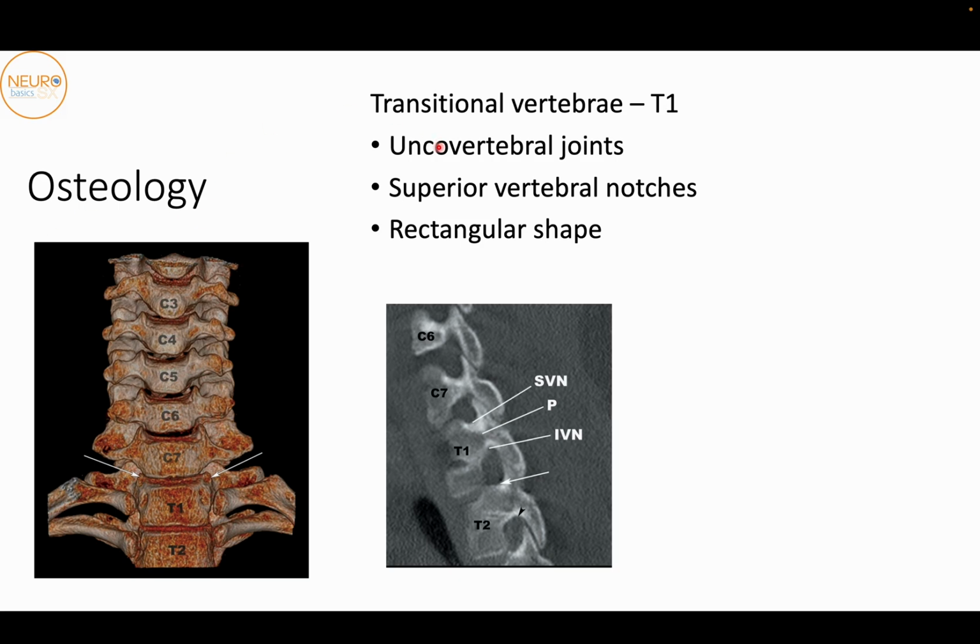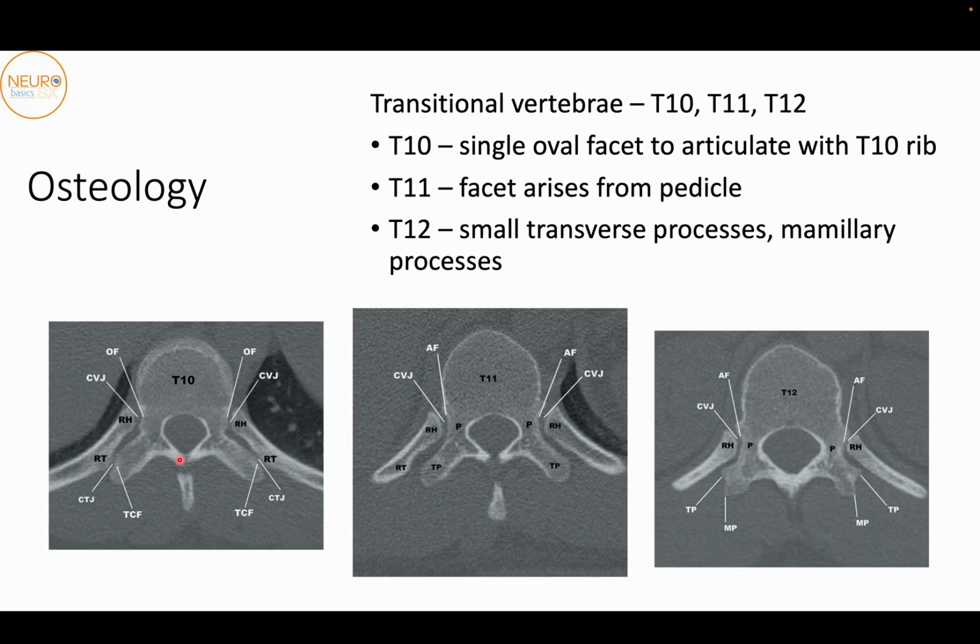Now, we know that within the thoracic vertebrae, T2 to T8 vertebrae are considered as typical, while the other vertebrae are more or less transitional vertebrae. So in the T1 vertebra, you have these transitional phenomena of the uncovertebral joints, as we saw over here, as well as this deep superior vertebral notch. The vertebra is also more rectangle in shape, just like the cervical vertebrae.